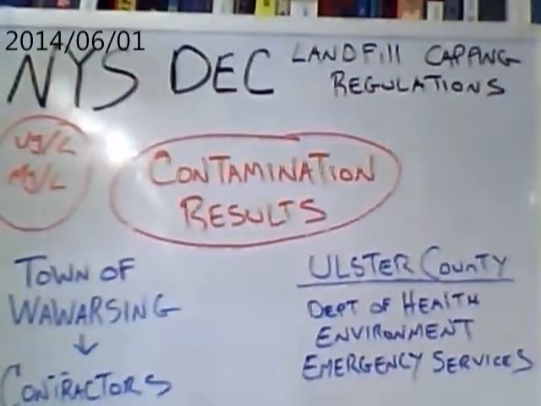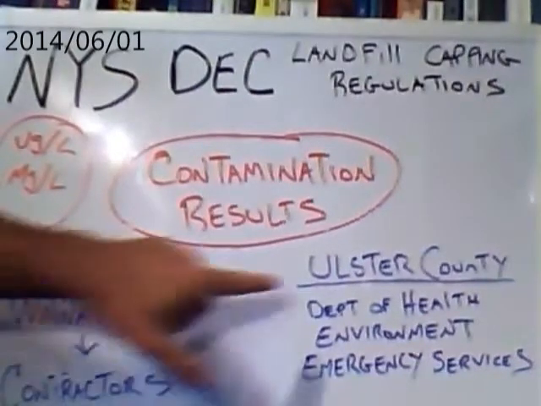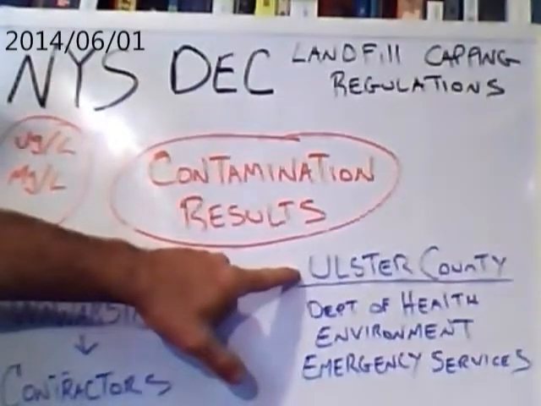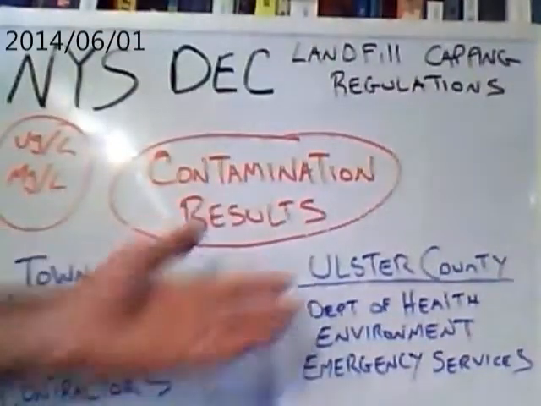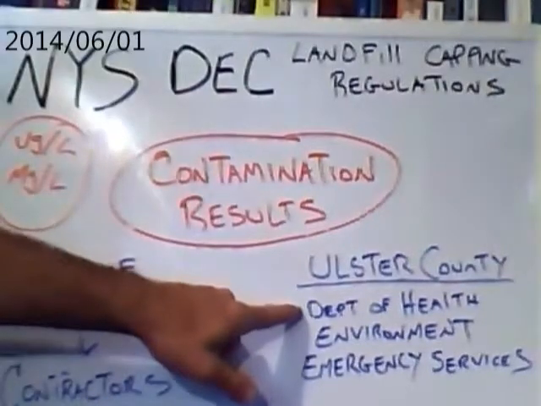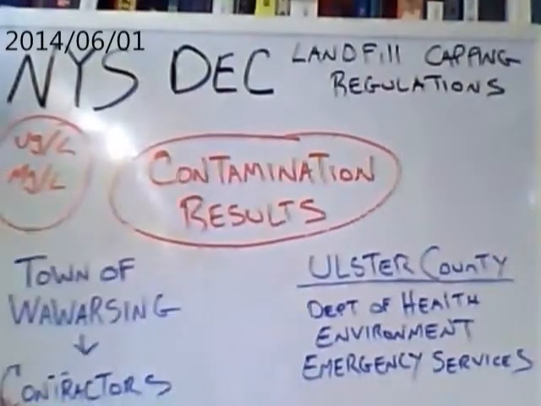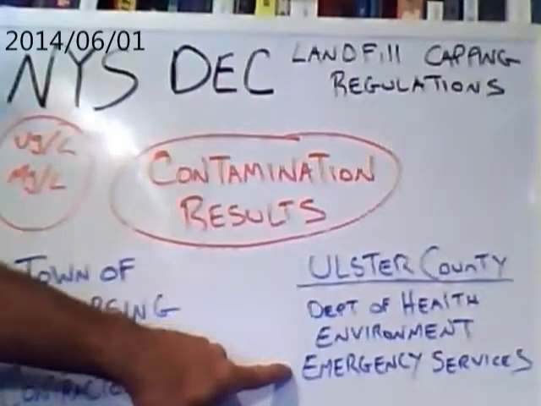And how it usually goes is the low man on the food chain with the least resources is left to fend for himself. Now, Ulster County is also into this because they're the next layer of government, and I would expect them to help the towns with these DEC regulations. So what did the Department of Health know about the contractors' monitoring? The Department of the Environment, the Department of Emergency Services?